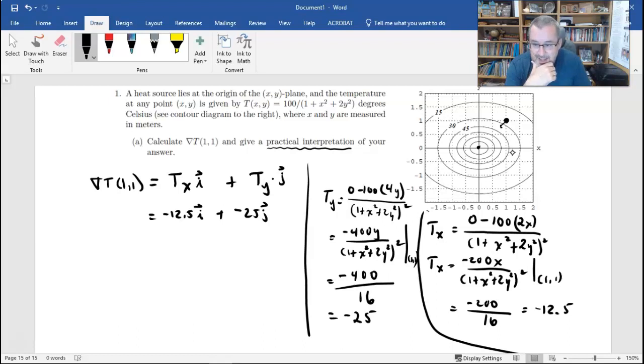So we should probably move in that direction. Well, negative 12.5 i minus 25j would definitely put us in that direction. Again, I'm not trying to get this to scale or anything. I'm just trying to get you to see a negative direction, and a negative direction is heading us towards that heat source. So it kind of makes sense.